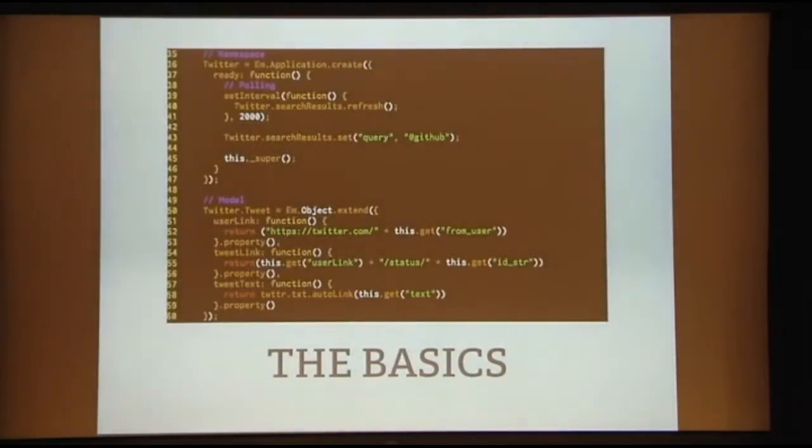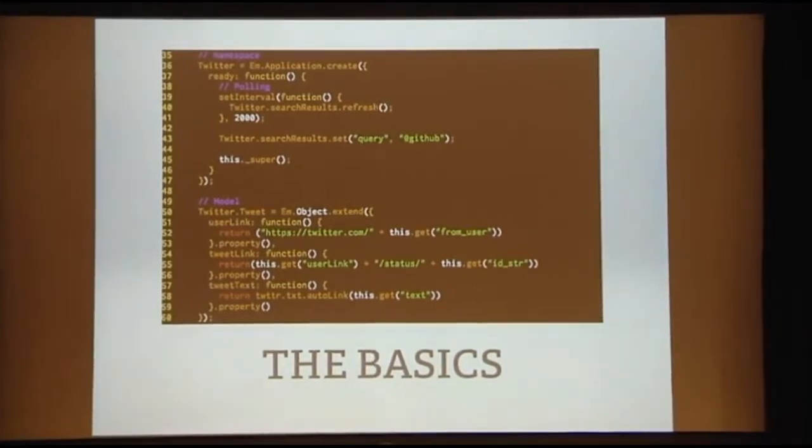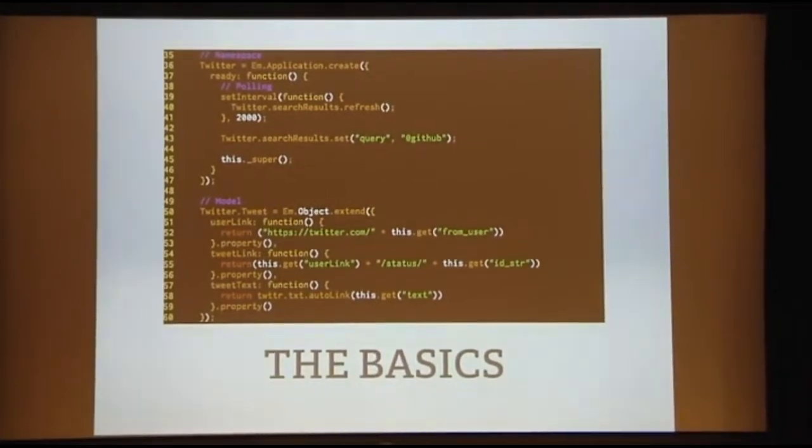So the way that it works is you define at the top on line 36 the Ember application create. That's kind of the top level namespace, and everything is going to live inside of Twitter. And there's the ready function, which is once the entire DOM is loaded and the JS is loaded, this ready function is going to be called. So I set a small interval to refresh the search results every few seconds, set the query to search for the word GitHub. And below that, I've made a simple object that allows me to reference the tweets that I get in a very simple fashion.